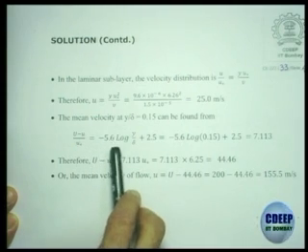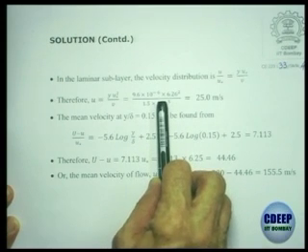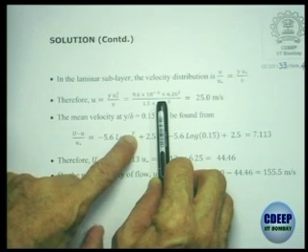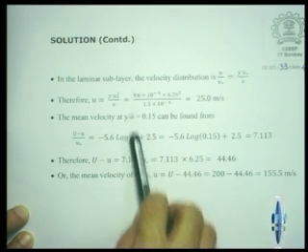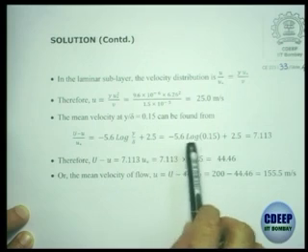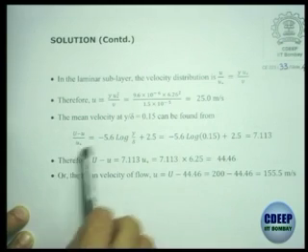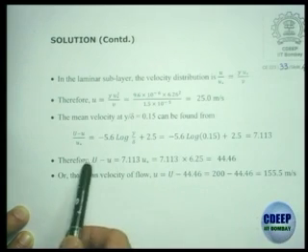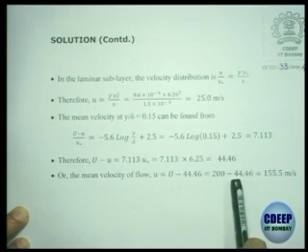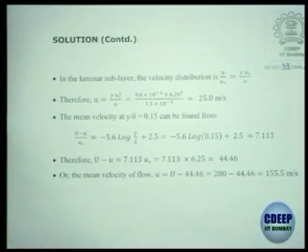So here you have adopted u minus u star equal to minus 5.6 log y by delta plus 2.5. This is the velocity defect law. Now if I am interested to find the velocity at 0.15 delta, all that I do is for y I substitute 0.15 delta, so this ratio becomes 0.15. So minus 5.6 log 0.15 plus 2.5, it comes out 7.113, or just take u star to the other side. Then finally you are interested in small u, which is capital U minus this. So 200 minus 44.46, it is, rounded value here, 155.5 meters per second.